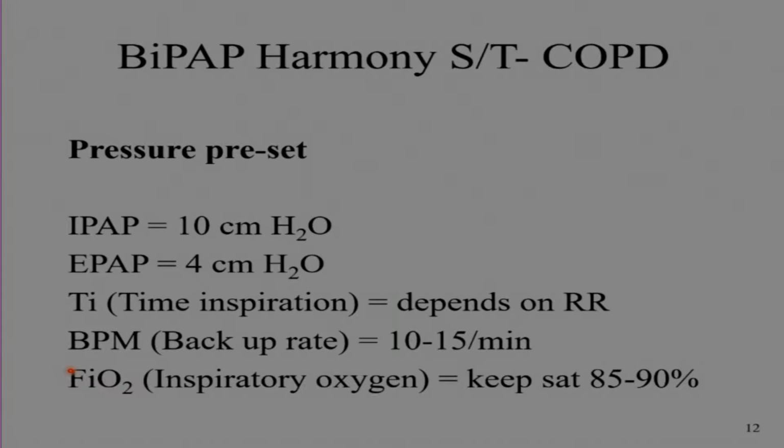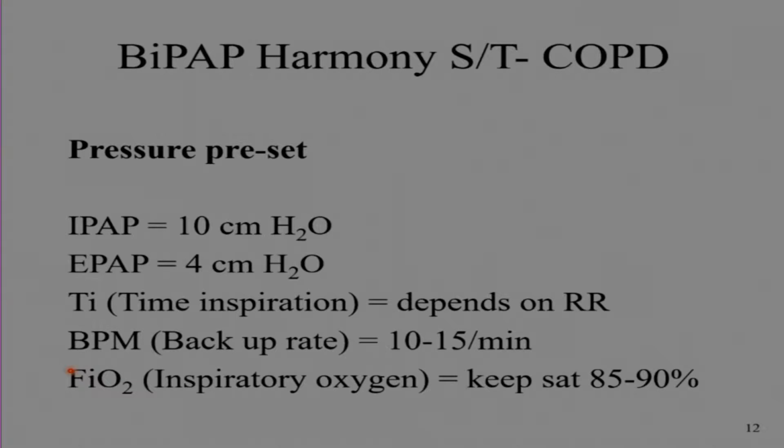So normally what we do is you start the IPAP pressure around 10 centimeters of water, EPAP 4 centimeters of water. As I said, IPAP will ventilate, EPAP will oxygenate, and the inspiratory time, depending on the respiratory rate of the patient, is normally around 1 second or so. And the backup rate, probably you set around 10 breaths per minute. And the oxygen, how much oxygen you are going to give, depends on the target saturation.